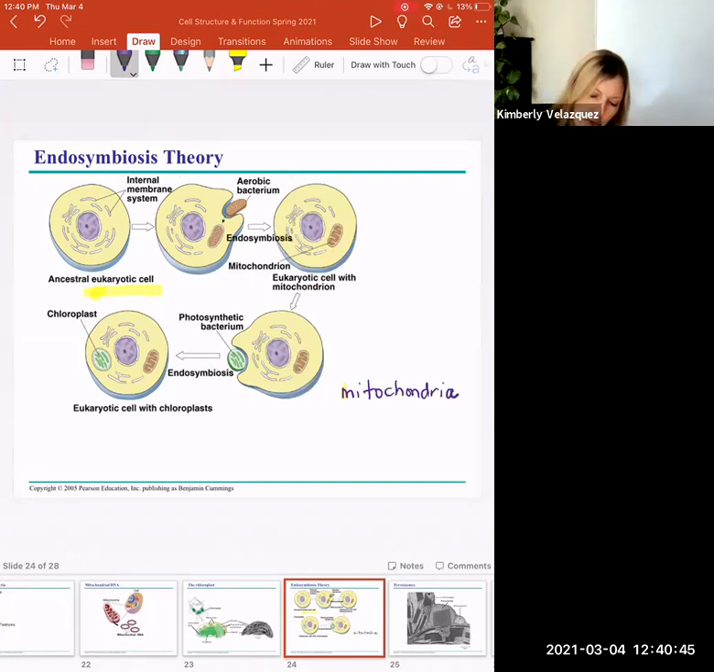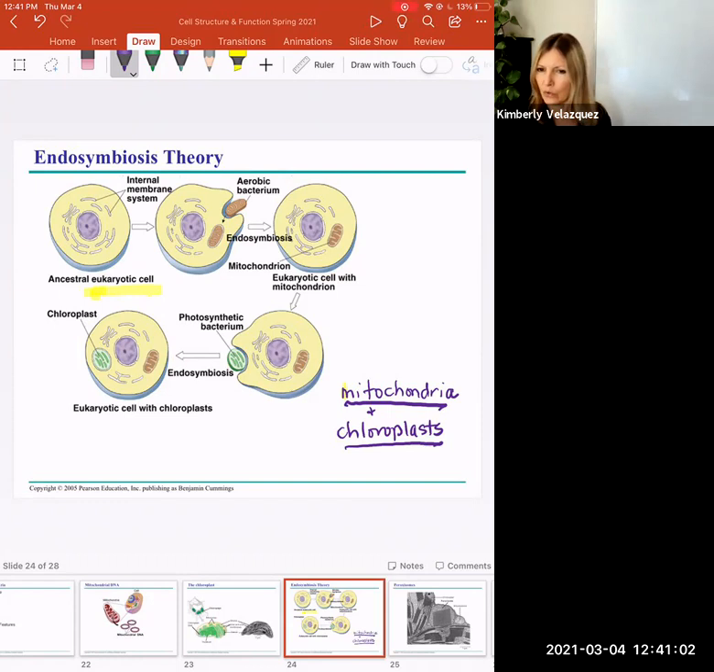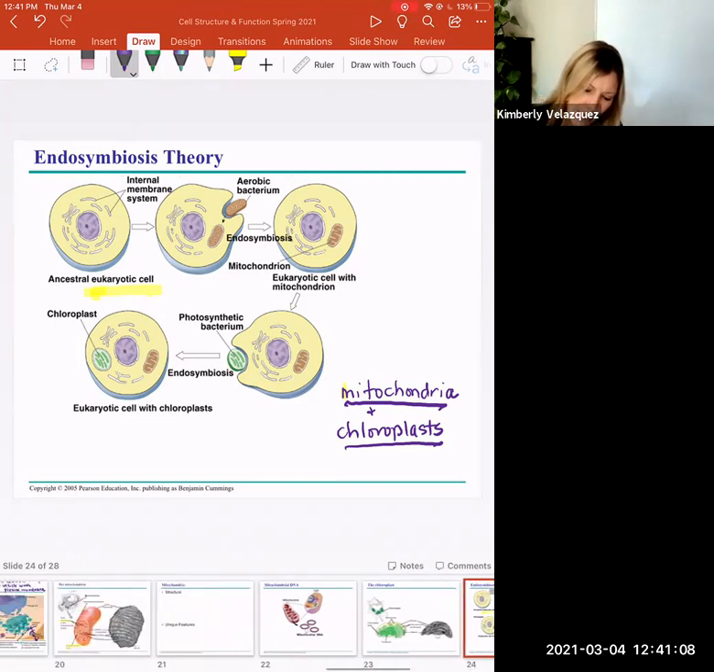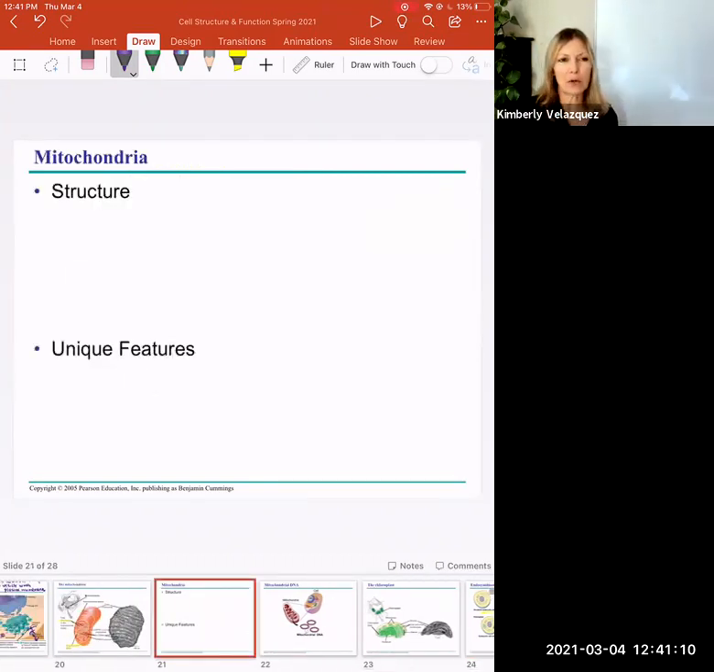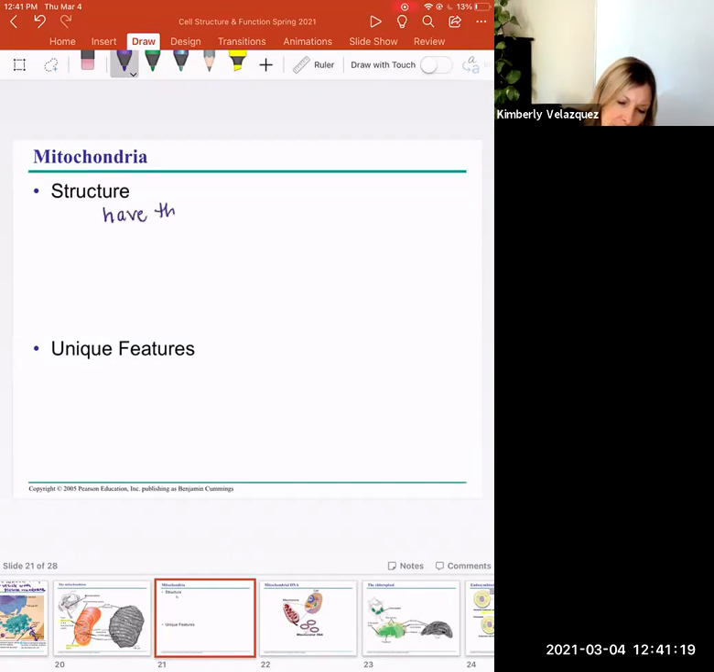So mitochondria and chloroplasts are part of the endosymbiosis theory. They both function as independent organisms. They have their own DNA. They divide independently from the rest of the cell. Mitochondria even have their own ribosomes, so they make their own proteins. Let's talk a little bit about that. Okay, so if you look at that mitochondrial structure, we mentioned before that they have their own DNA. It's called mitochondrial DNA.